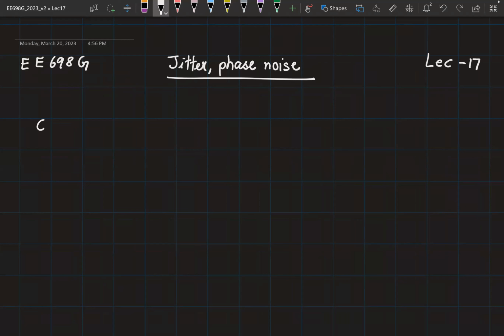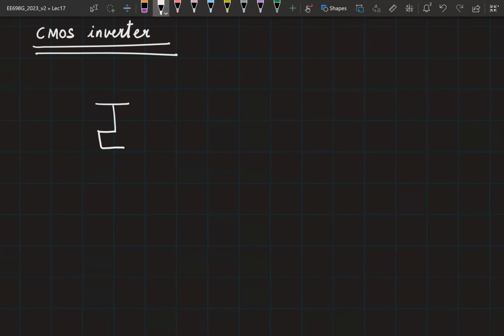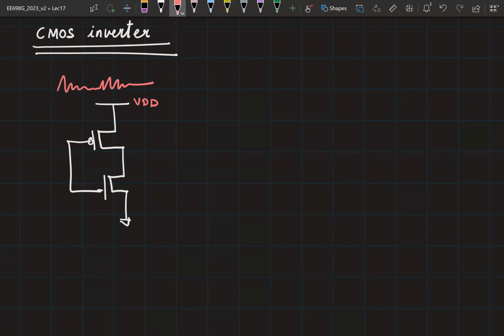So let's start with a CMOS inverter. Now, this discussion can easily be extended to delay lines because if you cascade enough CMOS inverters, you have a delay line, right? So let's consider a CMOS inverter. Now, let's say this is its VDD, and say that this VDD has some noise on top of it. So now this is VDD plus some Vn, which is a function of time, right? And let's also assume that this Vn of t has a PSD given by Svn of f.